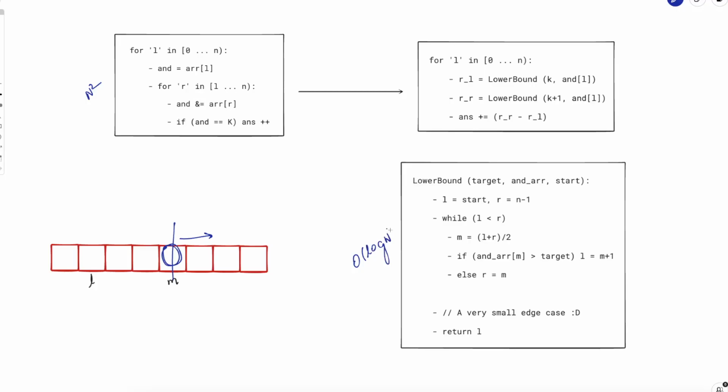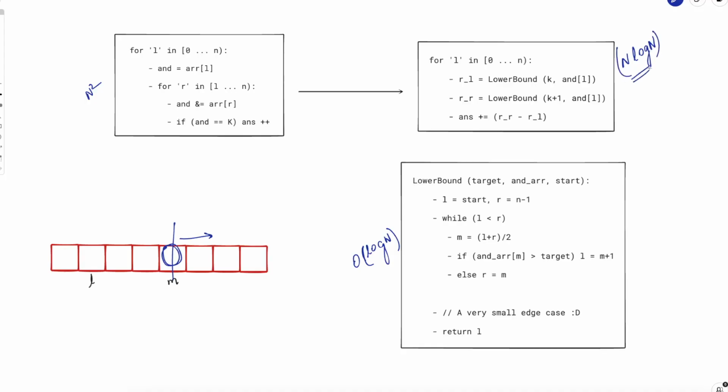Now what is the complexity for the above loop? We have a loop which will run for order n time. Inside that we are calling this function twice, so this will be 2 log n. Let's remove 2 for simplicity. So this is n log n.